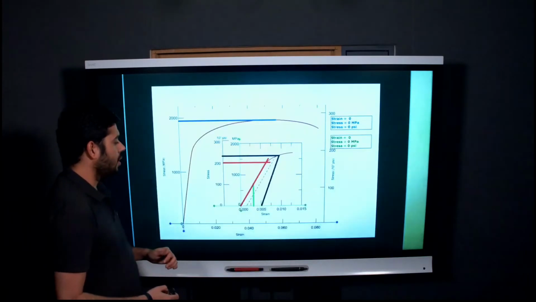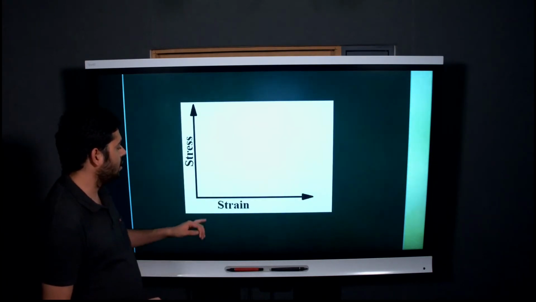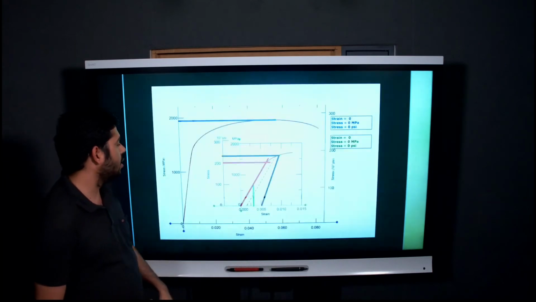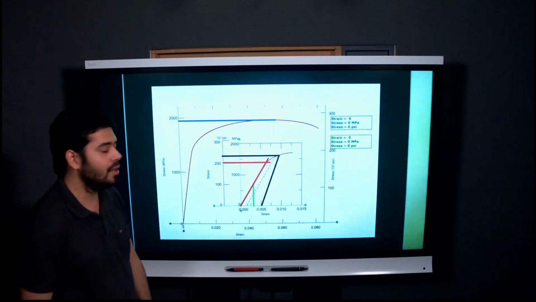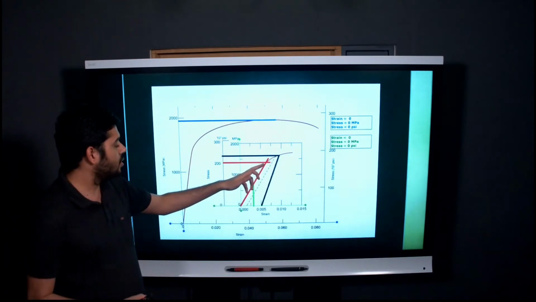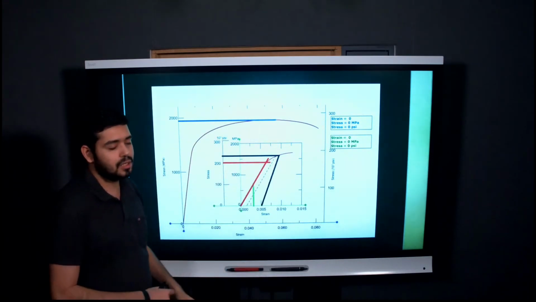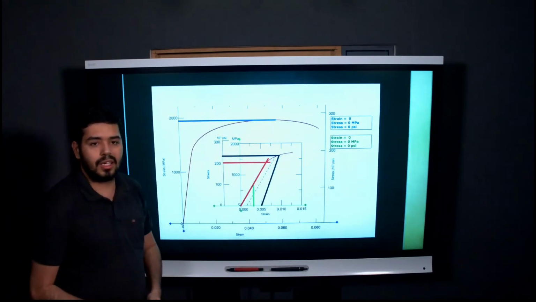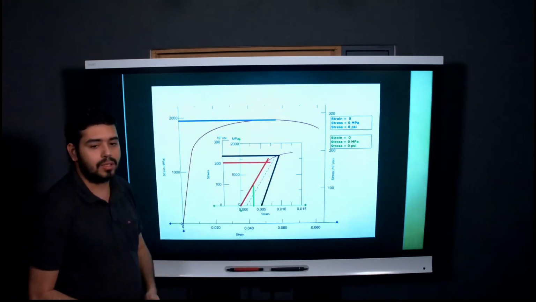Our next question is what the proportional limit is. The proportional limit is where the linearity of the graph ends. If the line goes straight, but somewhere near 200 megapascals it ends and starts to curve, that's the point of our proportionality limit.